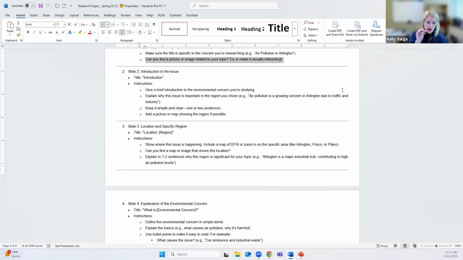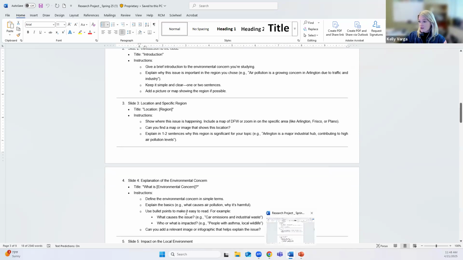Biodiversity is changing at a very specific rate. This is happening in this particular region of Denton. Now I know, okay, this is what they're going to focus in on for the rest of their talk. Slide 4. Why is this a concern?